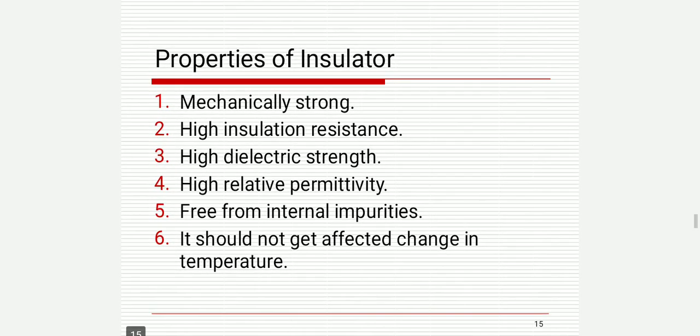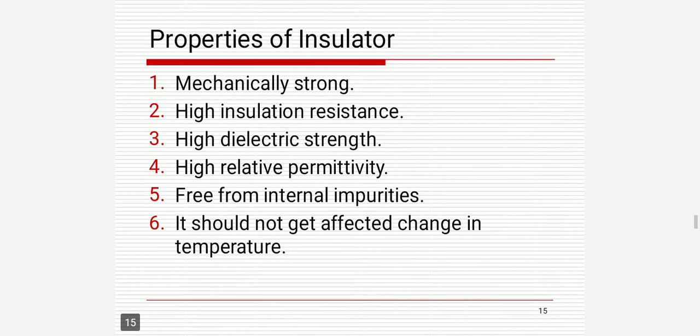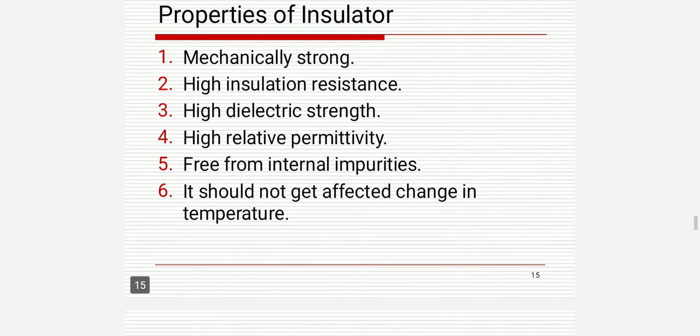Coming to the next thing, properties of an insulator. If I want to use an insulator, first I need to know some properties of an insulator. That is, what the insulator should be made of and what properties we need to follow. The insulator should have high mechanical strength, which is the first property. It should have high dielectric strength. It should have high insulation resistance, high relative permeability, and it should be free from environmental and atmospheric conditions and also internal impurities. These are the properties which we need to follow when we are going to make an insulator.